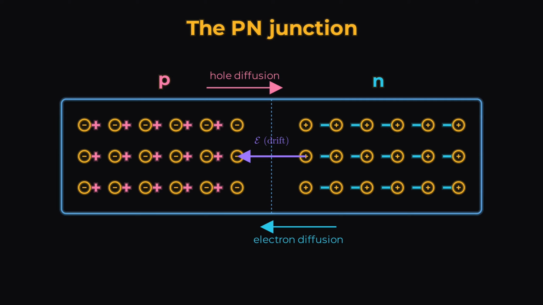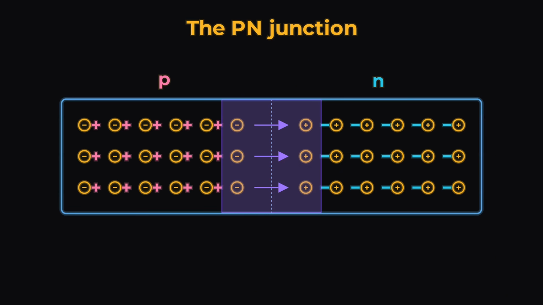These two mechanisms compete. When the junction forms, electrons diffuse from the n side and holes diffuse from the p side. They cross the boundary and recombine. This leaves a thin region with no mobile carriers.